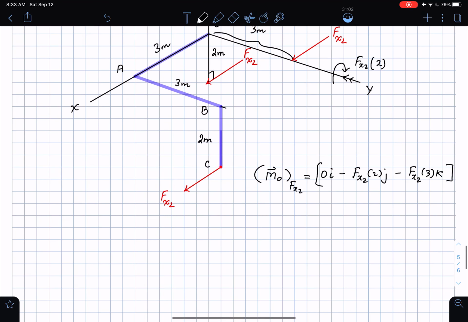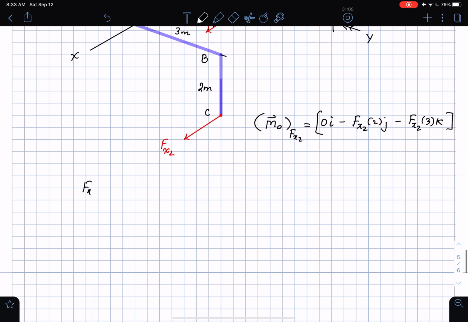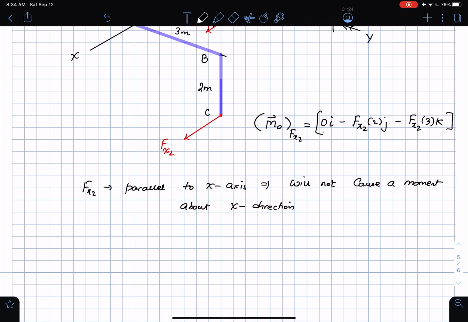So the force Fx2 is parallel to the x-axis, which means that it will not cause a moment about the x direction, which is why this term is 0. Okay, so I'm done with one of them.